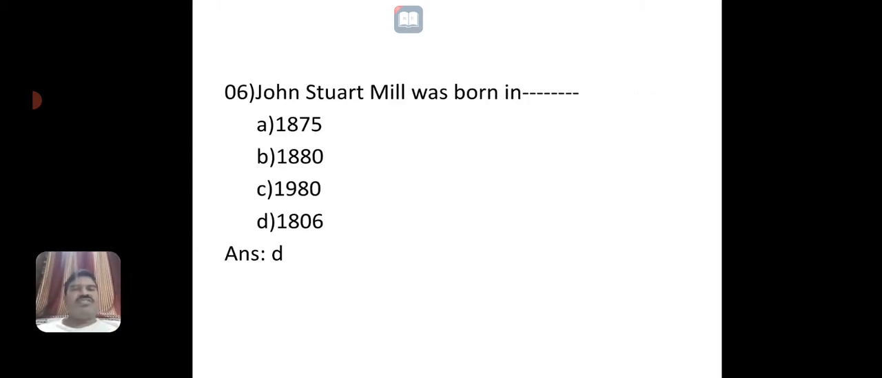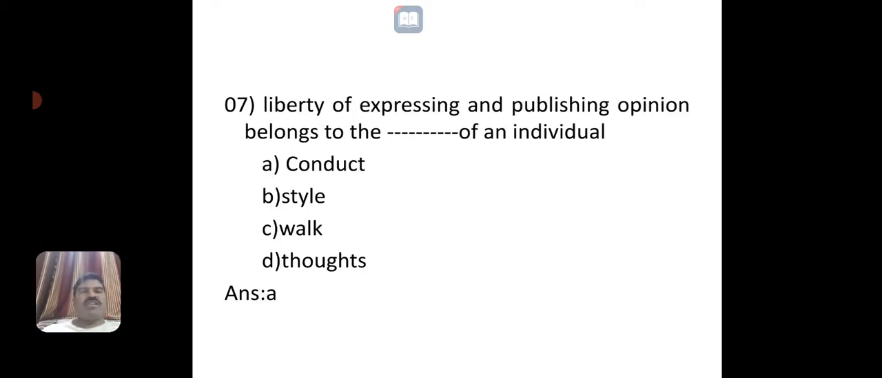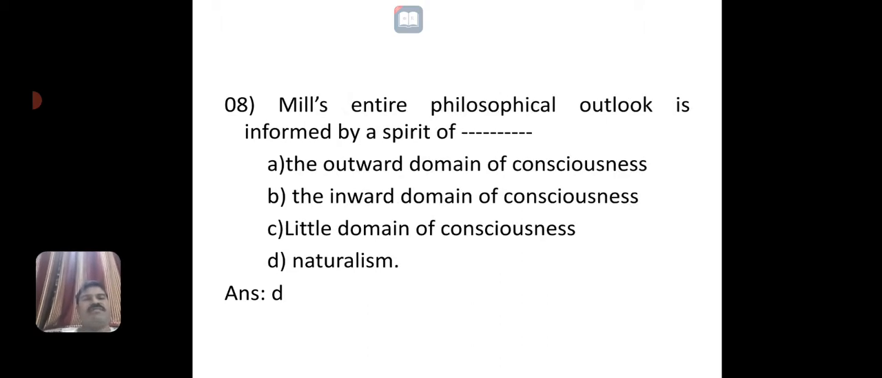Sixth question. John Stuart Mill was born in. Four choices are there: 1875, 1880, 1980, 1806. Seventh question. Liberty of expressing and publishing opinion belongs to the dash of an individual. Four choices are there: conduct, style, walk, thoughts.